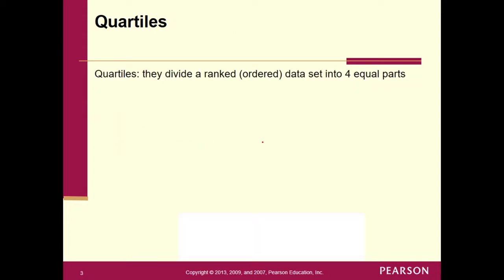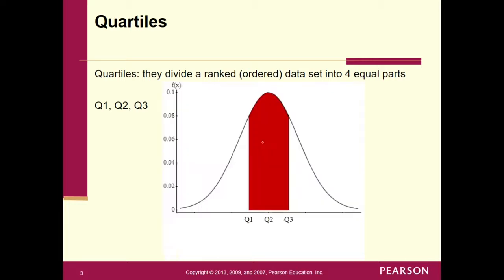Quartiles. They divide a ranked or ordered data set into 4 equal parts. And so if you're going to divide something into 4 equal parts, how many actual dividers do you need? Do you actually need 4? No, actually you only need three dividers, okay? We're going to call these Q1, Q2, and Q3. You only need 3 dividers, all right? And just to show you on a graph here, we have Q1, Q2, and Q3 down here.